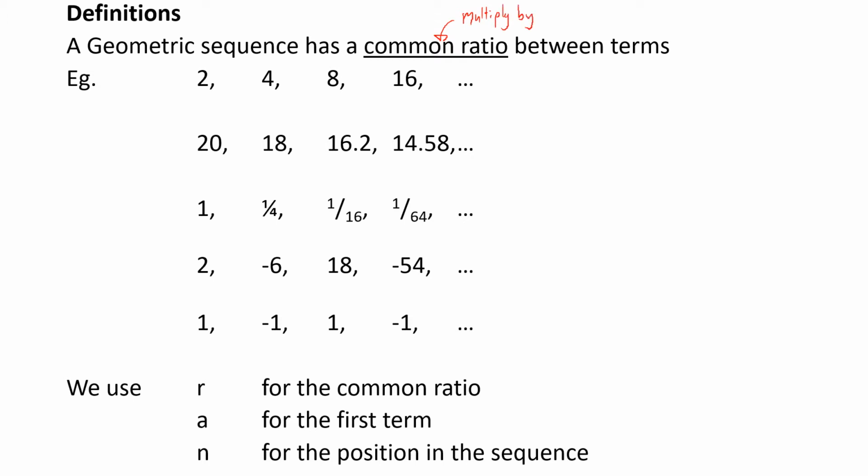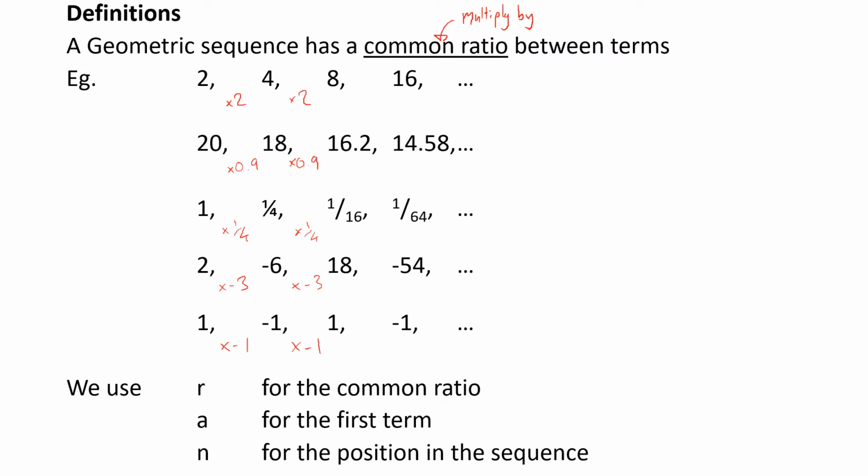So for example, we can see 2, 4, 8, 16, we're multiplying by 2. 20, 18, 16.2, we're multiplying by 0.9. What we're multiplying for this next one, we're timesing that by a quarter, or 0.25. You can multiply by negative numbers as well. This one is multiplying by -3, which is why the sign is changing. And this one is just multiplying by -1. It's a little bit funky.